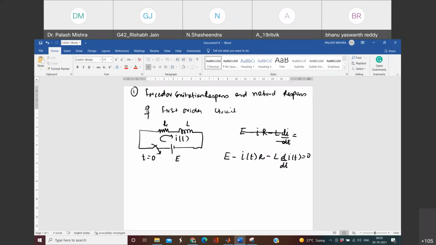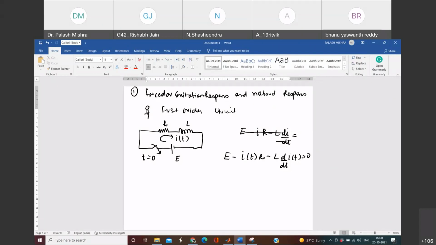I have already discussed this in the previous classes, how to solve these kinds of linear differential equations. So what is this kind of equation? Let us discuss this first, then I will tell you.